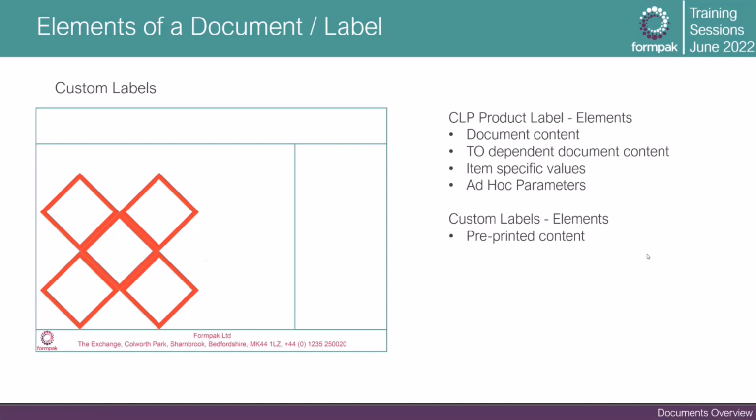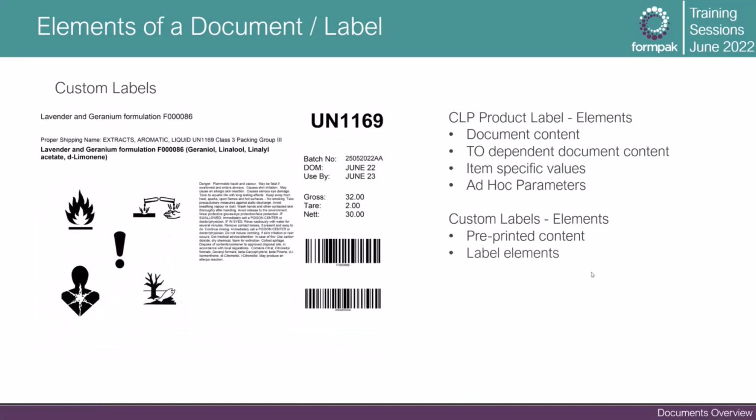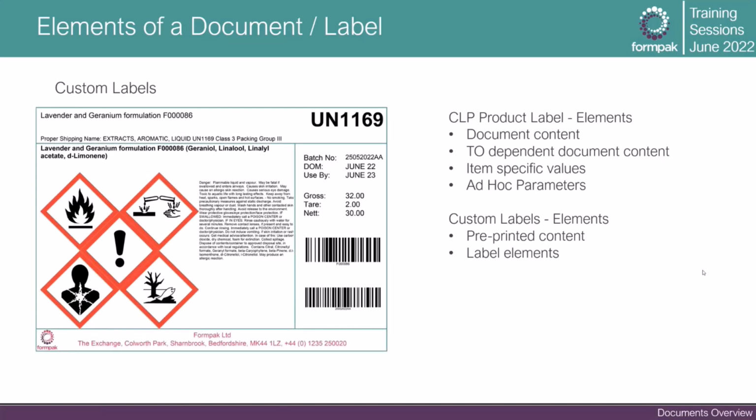When you print this label within Formpak, Formpak would just print the black and white content. You can see here it's the same content as the CLP product label previously. However, it hasn't got TO information on there because that's pre-printed on the label. Then when you print this onto the label, it fits in nicely with the existing content and generates a nicer looking label. This is quite a common request from customers.